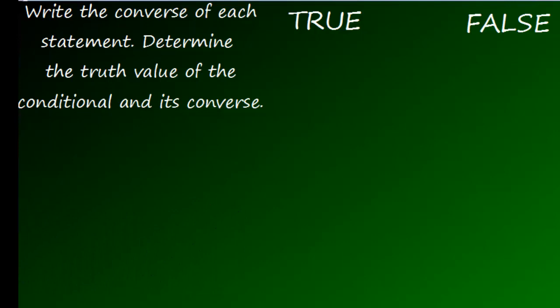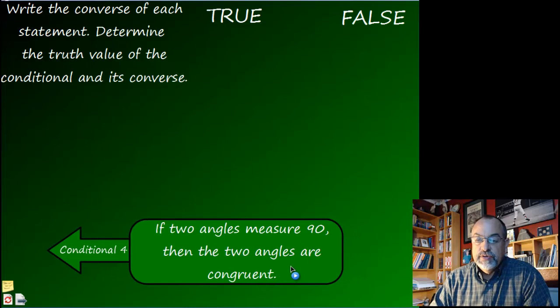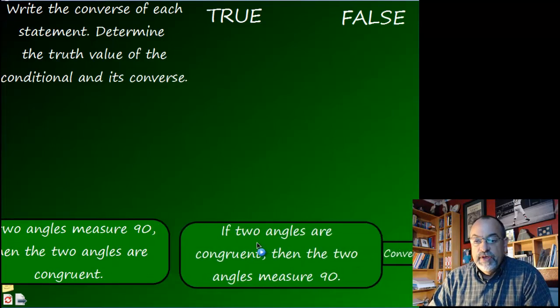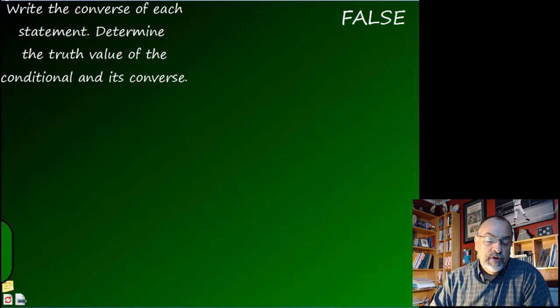Let's do one more example for you. If two angles measure 90 degrees, then the two angles are congruent. That is true. If they both have the same measure, then they would be congruent. Okay, so let's look at the converse of that. If two angles are congruent, then the two angles measure 90. Well, that's not true, because you could have two angles that are 30, or two angles that are 45, or two angles that are anything other than 90. So just because they're congruent doesn't mean that they have to measure 90. So I hope that demonstrates for you that while you can write the converse by switching the hypothesis and conclusion, it doesn't guarantee that you're going to have the same truth value for both.